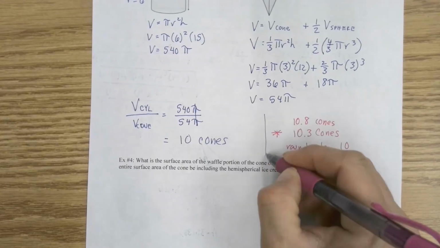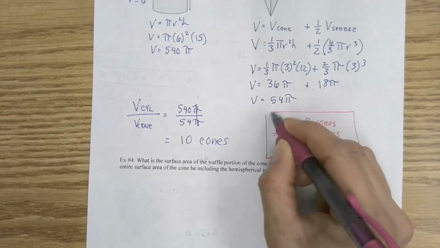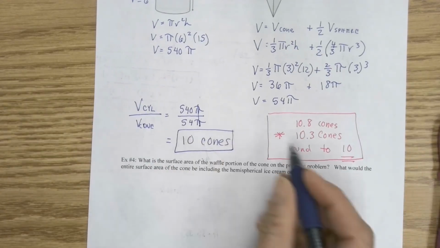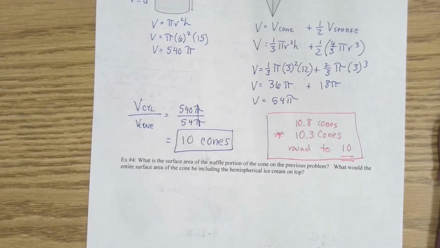So that obviously doesn't apply on this problem because we got a nice pretty number. This is my final answer, 10 cones. This is just a little hypothetical situation. Okay, we've got one more follow-up question.